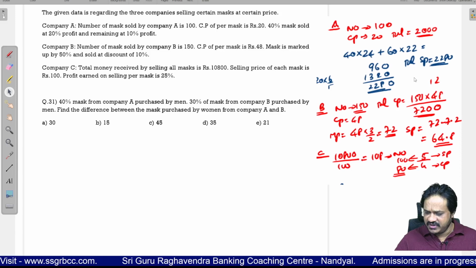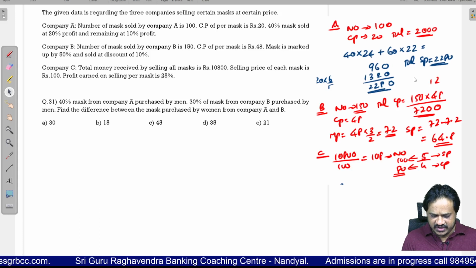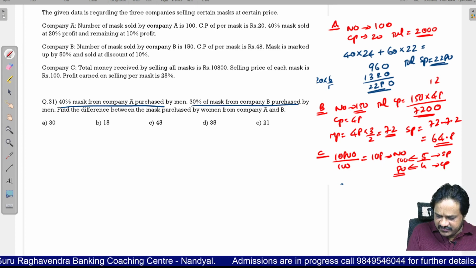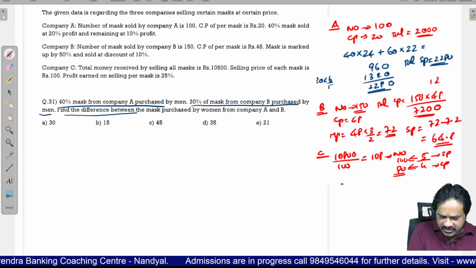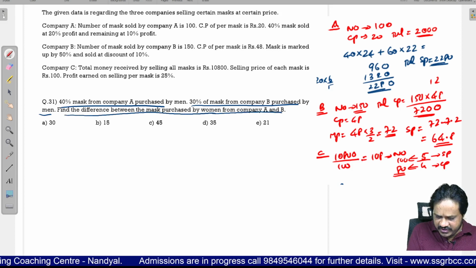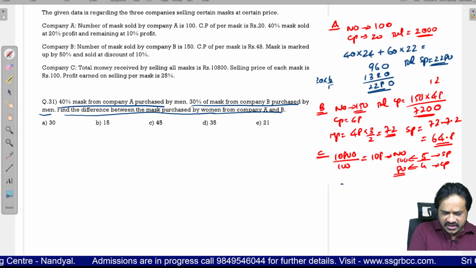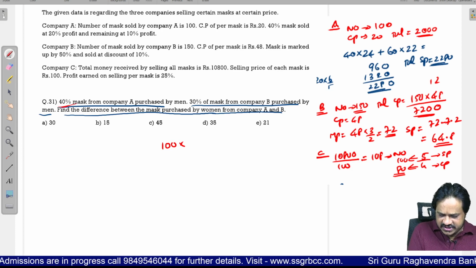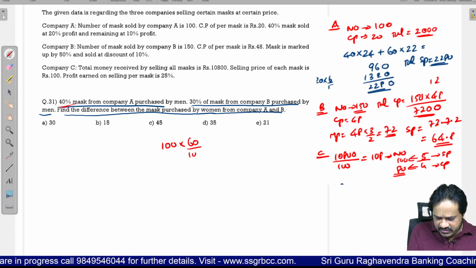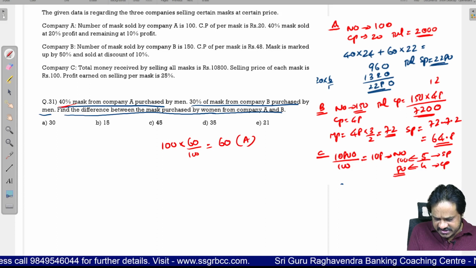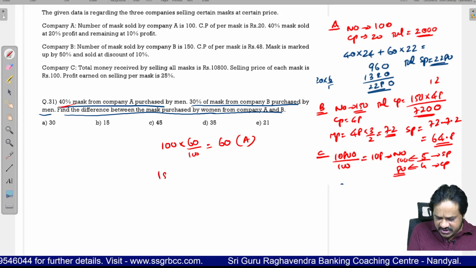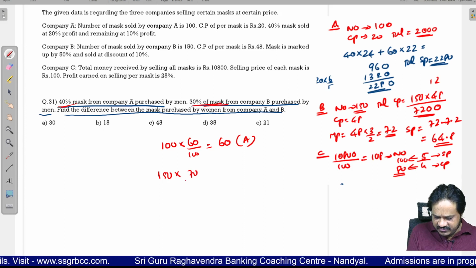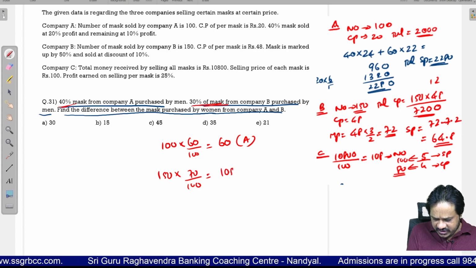40% of the masks from company A are purchased by men, 30% of the masks from B are purchased by men. Find the difference between masks purchased by women from A and B. First of all, A, how many masks are there? 100. In this, 40% is purchased by men, we want women. Women will be 60%, that is 60. Now for B, total masks are 150. In this, 30% are purchased by men, remaining 70% by women, that will give 105.